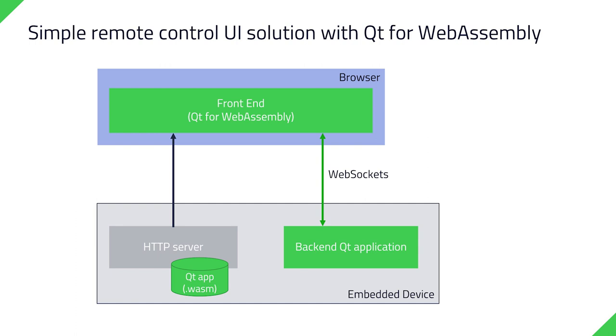And for security reasons, you cannot, for example, access the file system. You cannot access the full network stack and other things. So especially for data exchange, the only thing you can do is to use WebSockets. And luckily you can do that directly in Qt, because Qt has the Qt WebSocket module. So you can use that from your Qt for WebAssembly application to exchange data.